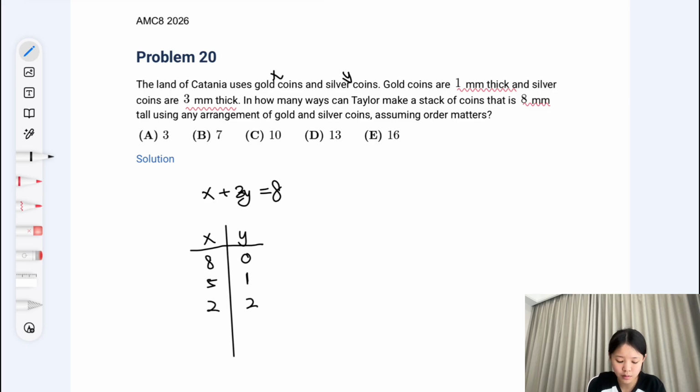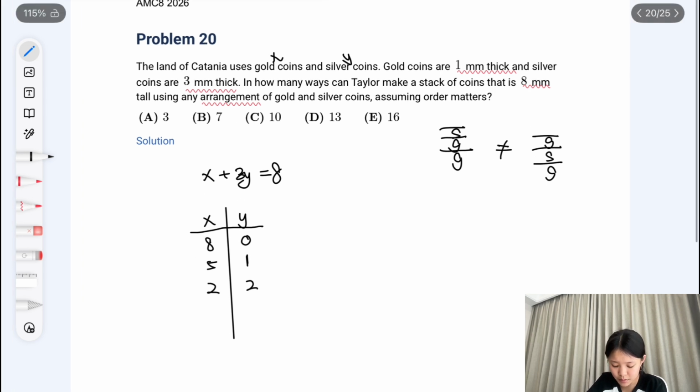But then notice here that it asks us for the number of arrangements. What arrangements means is that you could potentially have something like gold, gold, silver, and this would be different from gold, silver, gold. And so we need to find the number of permutations, not just the combinations. So let's see how many of these can have permutations.